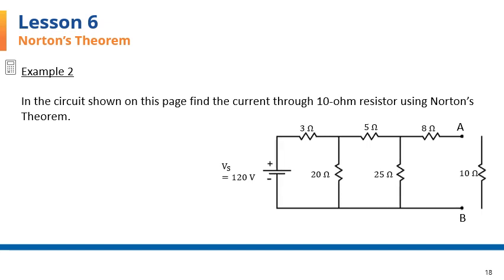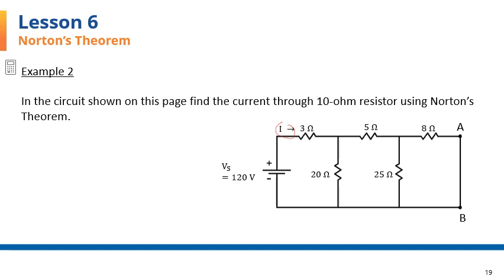Just as in the previous example, we'll short out A to B to find the short circuit current INO. To find the current from A to B, I'll first calculate the current I that's supplied by a 120 volt source. To do this, I'll need to calculate the equivalent resistance seen by the source looking into the circuit from here.